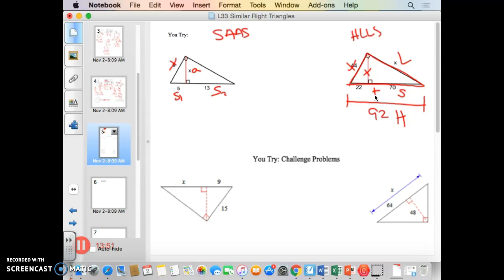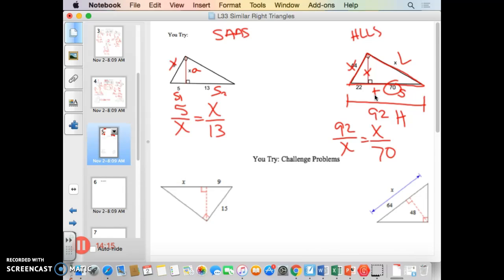So if I'm going to set this one up, it would be 5 over x equals x over 13. And over here, it would be h, 92, over x equals x over, and again, I have to use 70 because it's on the same triangle. And then I would cross multiply and divide.